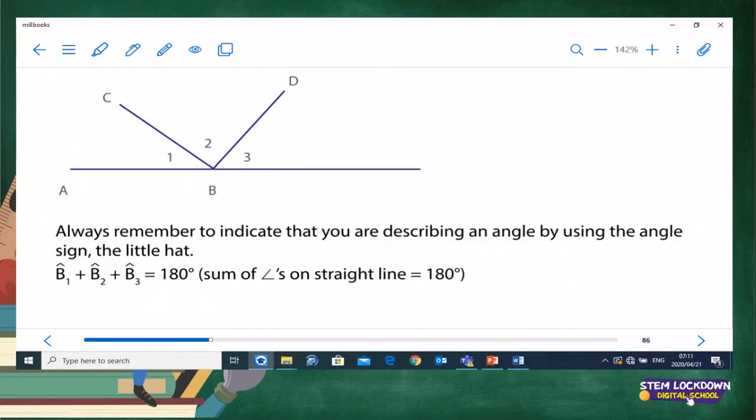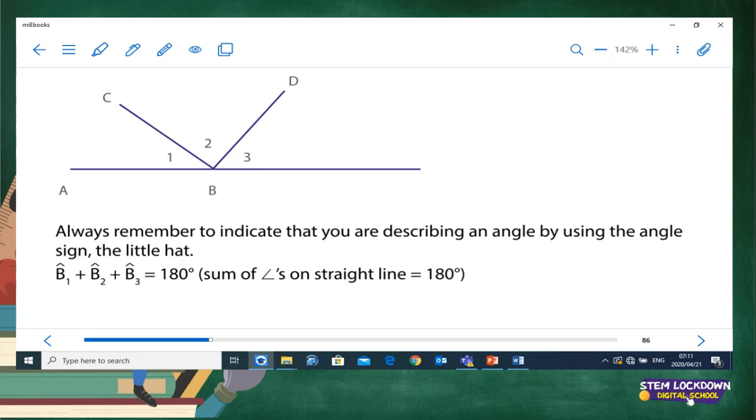Always remember to indicate that you are describing an angle by using the angle sign. That is very important. For instance, if you look at the diagram in our list here, we've got the line AB together with the line CB and BD. Now BD and CD are meeting at a point B, and that is where they join with the line AB.